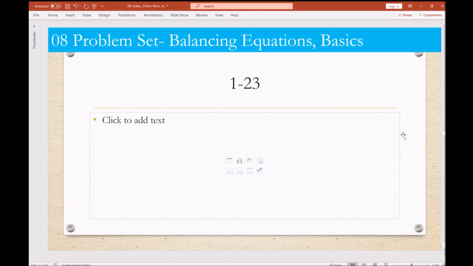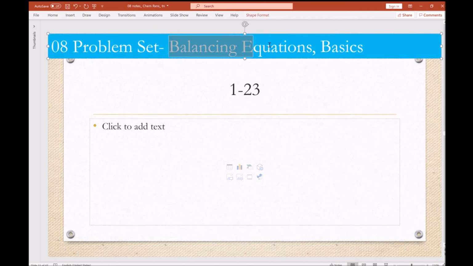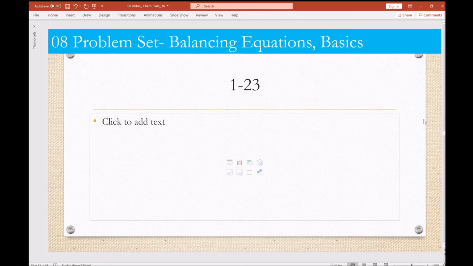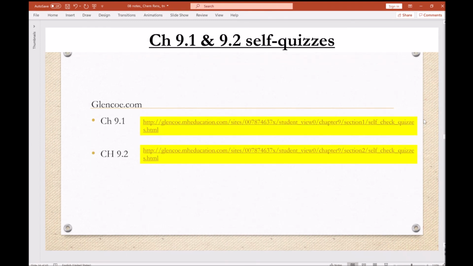Okay, on the problem set, I want you to do 1 through 23 on the portion called Balancing Equations Basics. If you have any questions, just send me a message. Here are 2 self-quizzes you can take online. They go along with your textbook.